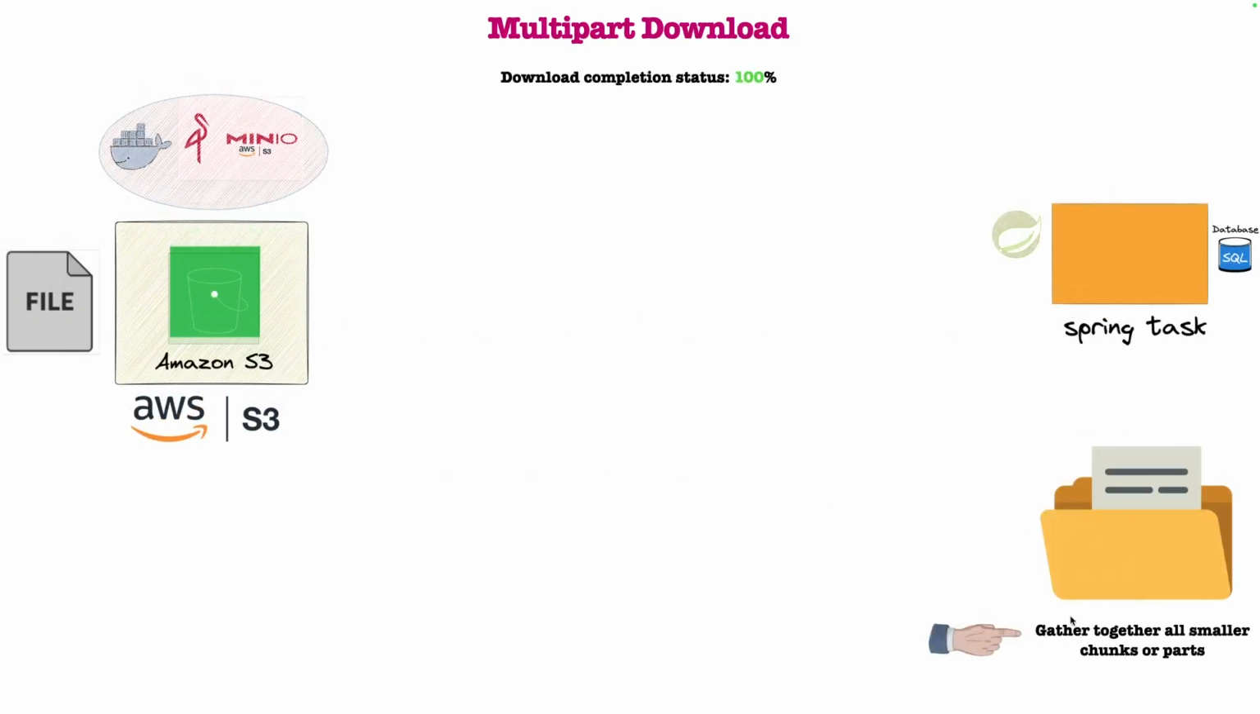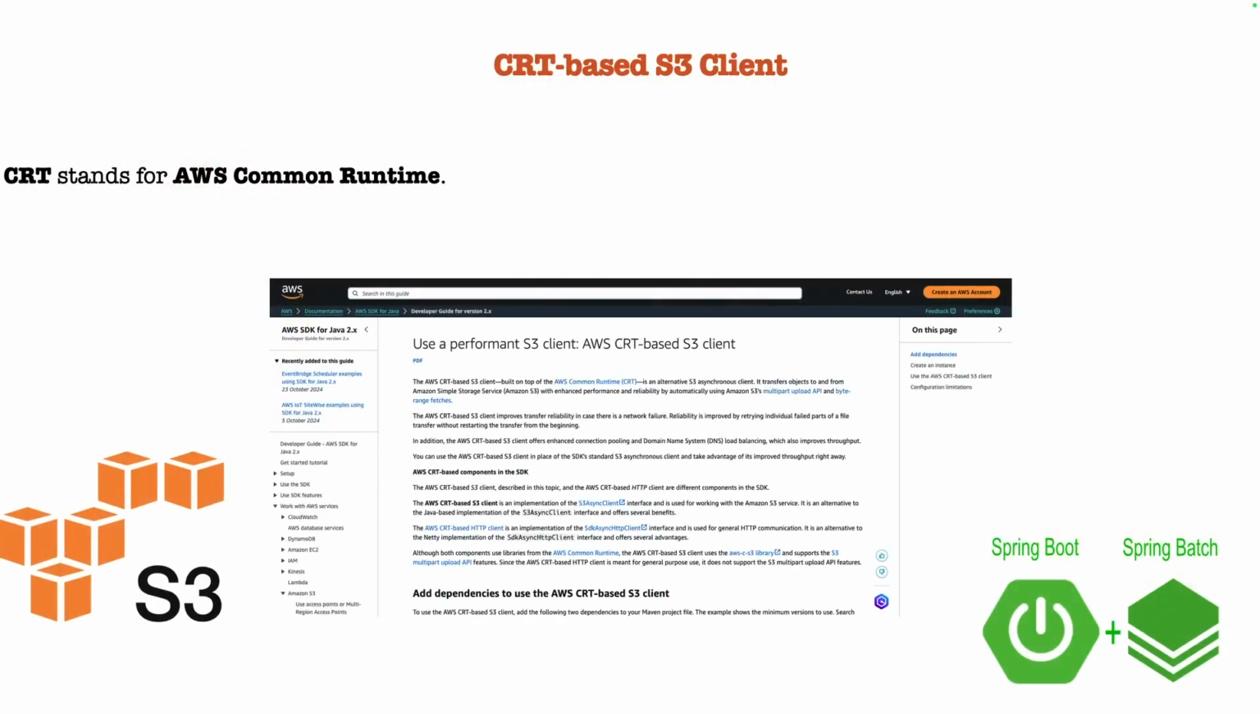So after downloading all chunks or parts, we gather them together into a single file. So now we are going to have here our large file in our directory. So as you can see, we are using AWS S3. So in order to implement such use case, we are going to use CRT S3 client. CRT stands for AWS Common Runtime.